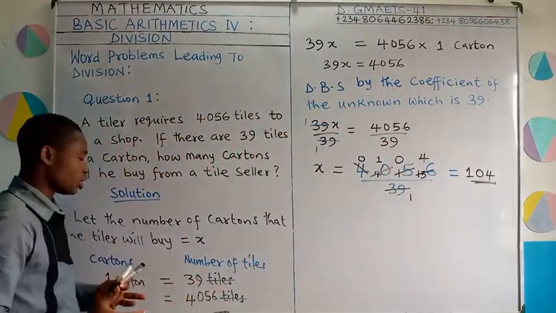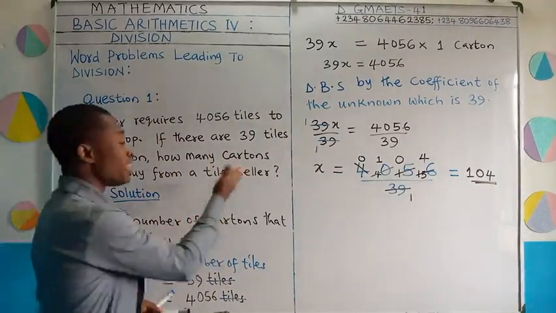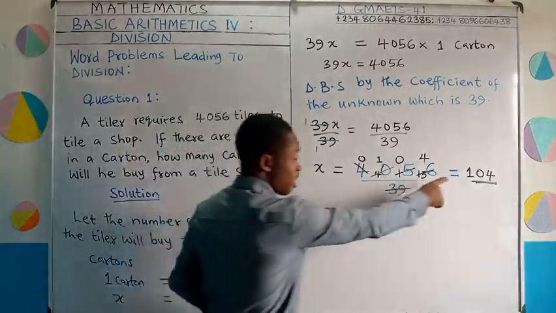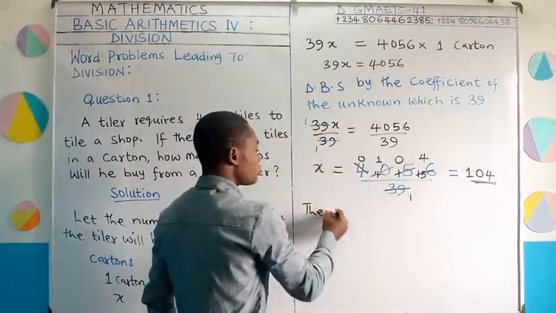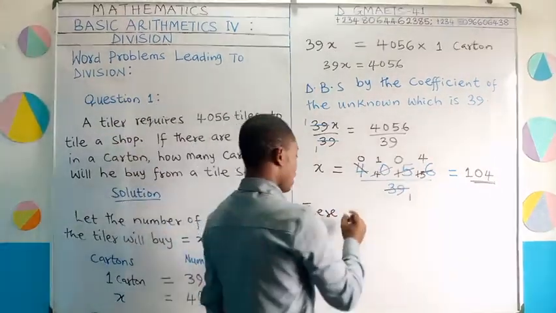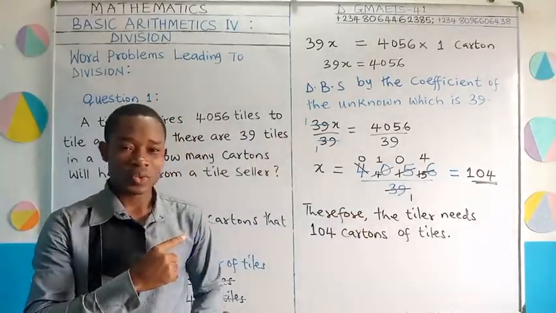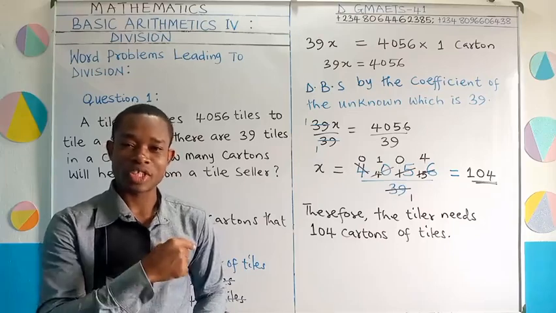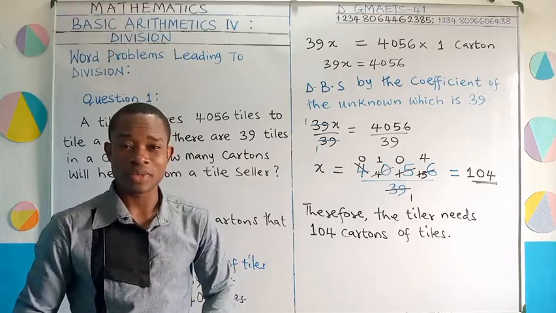I can make my conclusion now. Therefore, the number of cartons that the tiler will buy from the tile seller, which we say should be equal to x, we have found the value to be 104. Therefore, the tiler needs 104 cartons of the tile. We are done with this solution to question number 1, and I will encourage you to rewatch it before you move on with me as I solve question number 2.